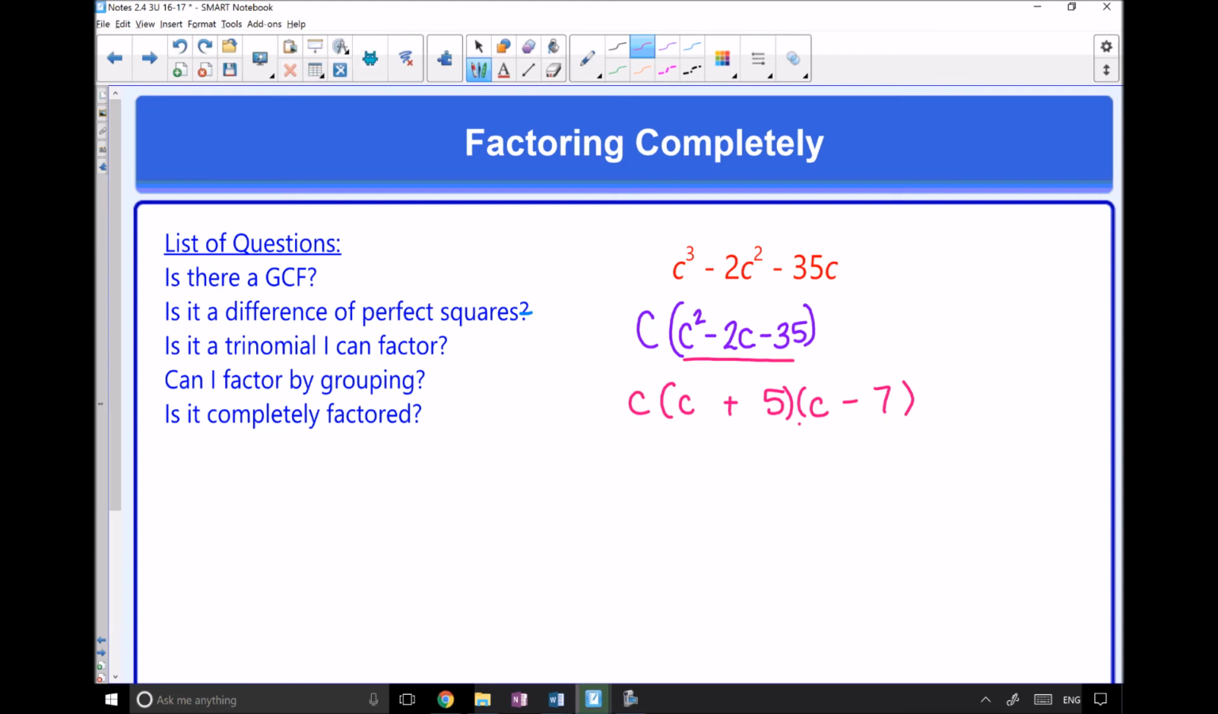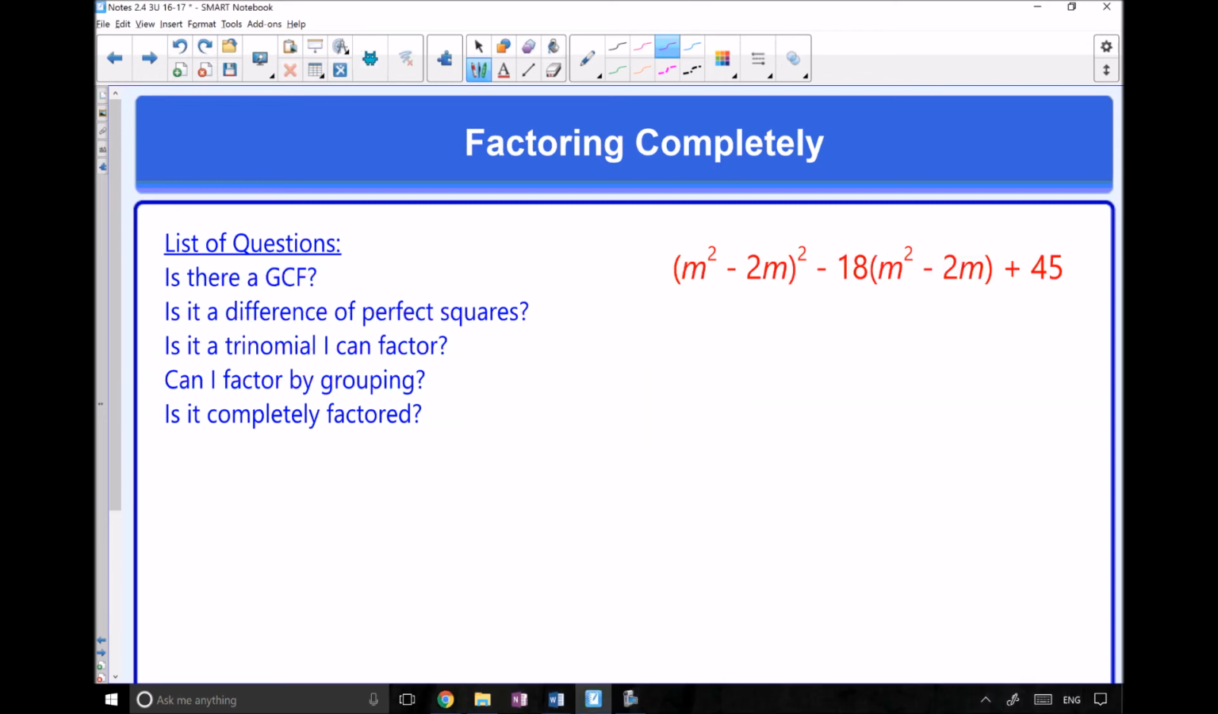So c, c plus 5, and c minus 7. Is there a GCF in any one of these 3 factors? No. Is it a difference of perfect squares for any of these 3 factors? No. Is it a trinomial that I can factor for any of these three factors? Nope. Can I factor by grouping? Nope. So is it completely factored? Yes. So this is my final answer.